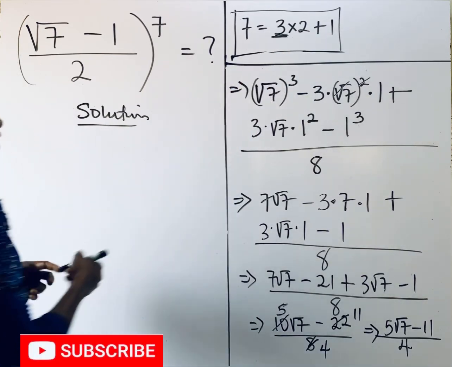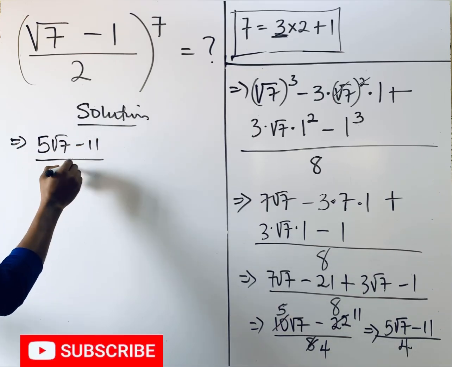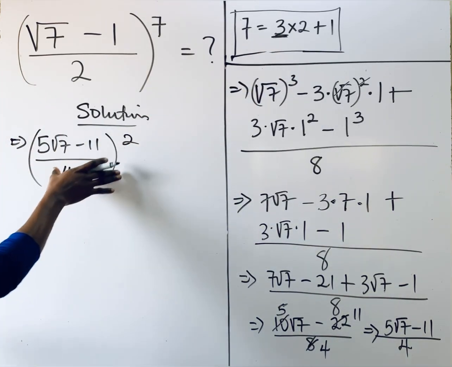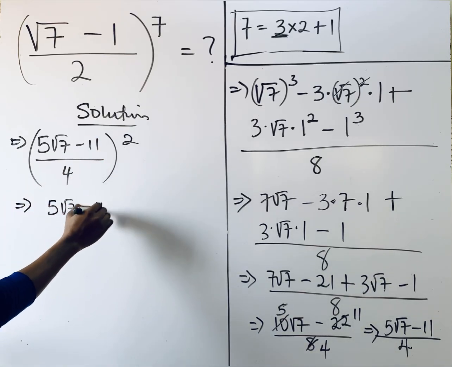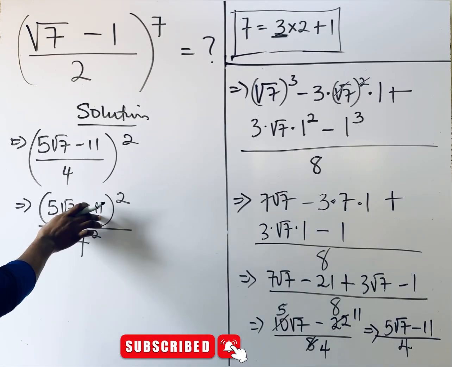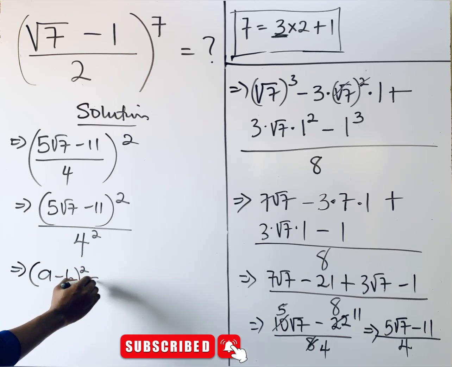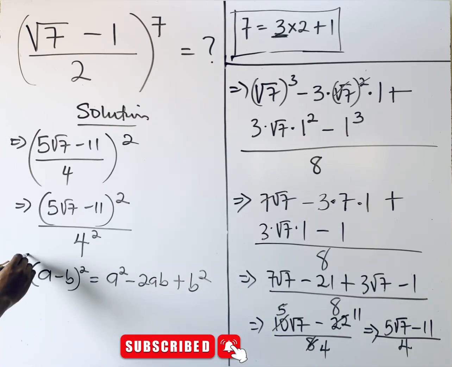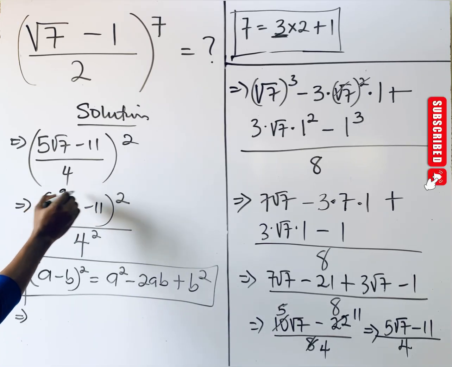Remember to collect this, now it is going to give us (5 root 7 minus 11) divided by 4, which will now be raised to the power of these 2. Did you see that? Okay, so let's simplify this. This is the same as (5 root 7 minus 11) raised to the power of 2, divided by 4 raised to the power of 2. So just remember your binomial of degree 2, which says (a minus b) raised to the power of 2 is the same as a squared minus 2ab plus b squared. So we're going to apply this on the numerator, okay? And if you do that, this is your a and this is your b.